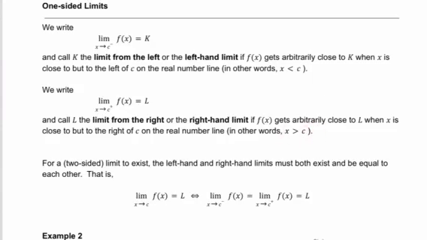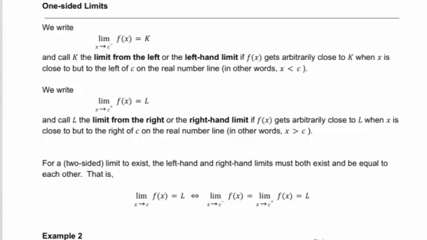And then, in order for the two-sided limit to exist, the limit without a plus or minus, we need the left side limit and the right side limit to be equal. And then the two-sided limit has that same value.